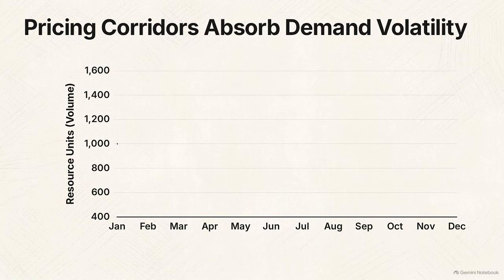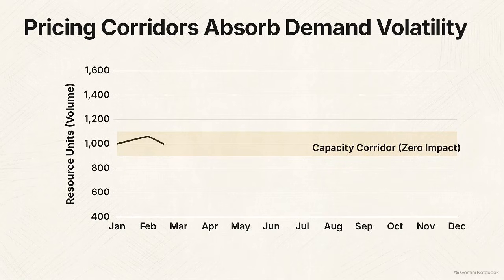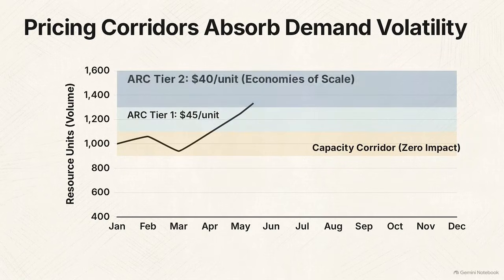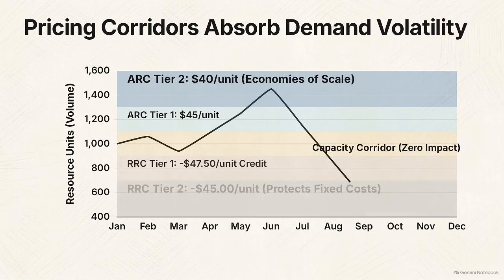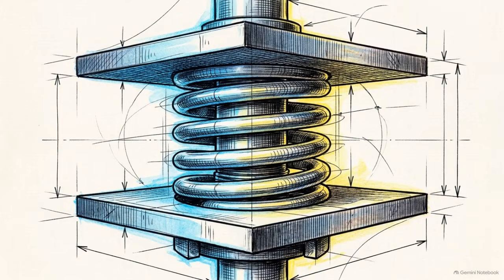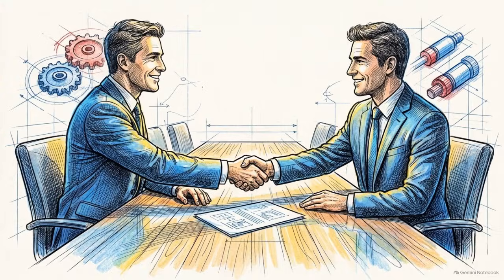This chart shows how we manage volatility. The glowing dead band is a capacity corridor where volume fluctuates without altering the baseline. Above the dead band, tiered additional resource charges capture economies of scale. Below it, reduced resource credits taper to protect fixed costs. This tiered system functions as a commercial shock absorber. It keeps economics aligned with actual usage without requiring constant contract renegotiation.